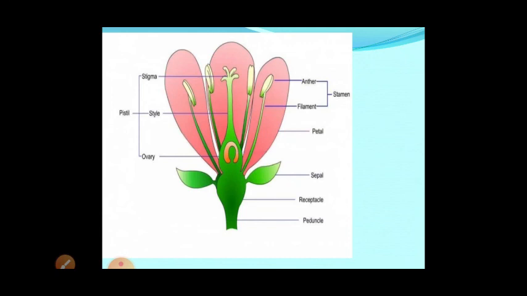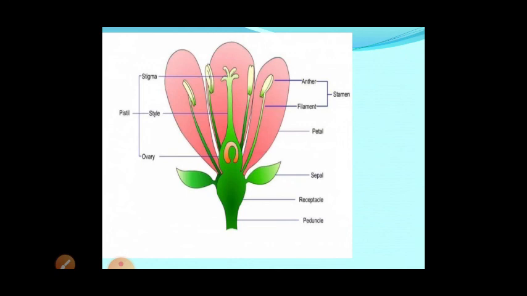So you can observe different colors in different flowers. A rose flower has a different size and color, then a lotus has a different color and size, then a marigold has a different one. So if you observe, all the flowers have different colors, and this color will attract insects.